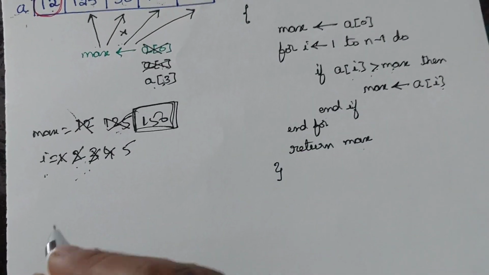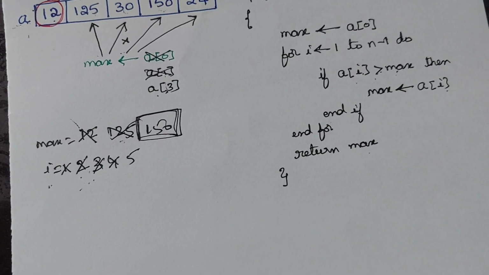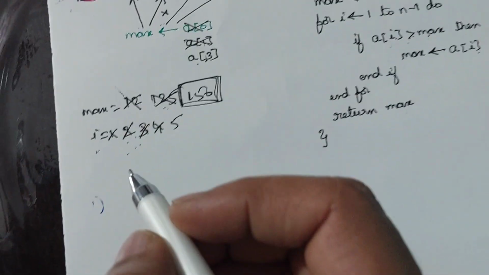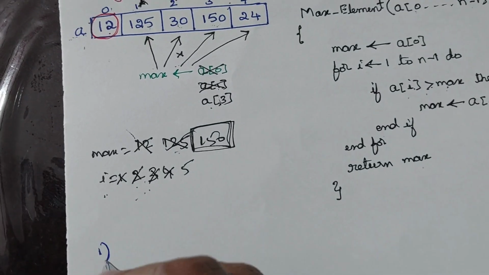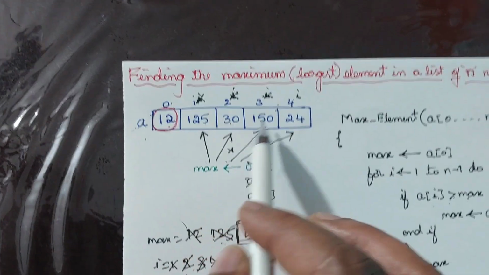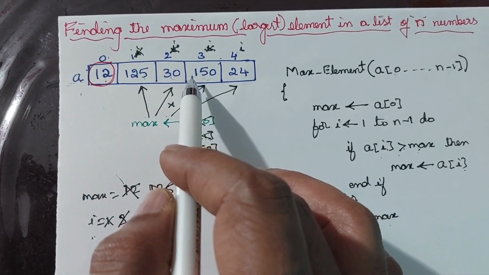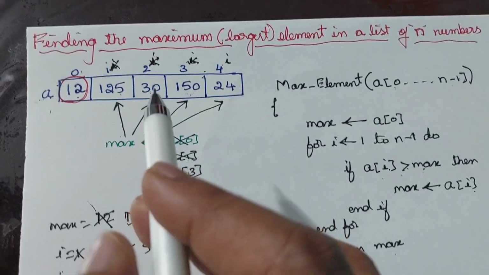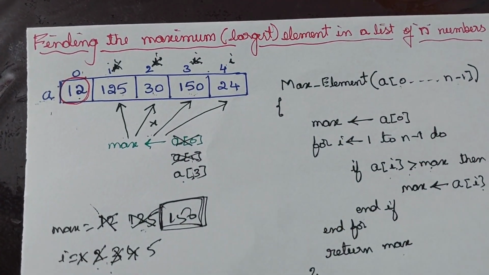What is the first step for analysis? Decide the problem size. So we need to decide how many elements we are passing. In this example we are giving 5 elements, but sometimes we may give 10 elements, 20 elements, whatever. So in general I'm giving n number of elements. That is the problem size.